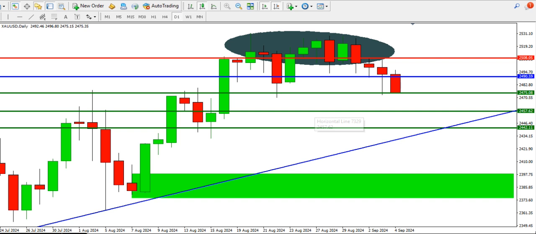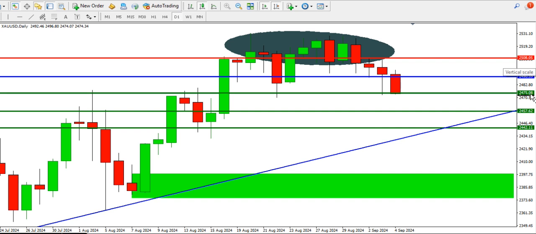We have the daily time frame on the screen, and the major thing we'll be looking at with respect to the daily time frame for now is the pivot analysis. The blue line is the pivot line, which is at 2490.59, while the red line is the first resistance with respect to this pivot line, at 2508.05. The first green line is the first support, which is at 2475.08.